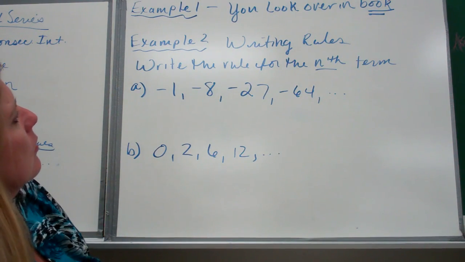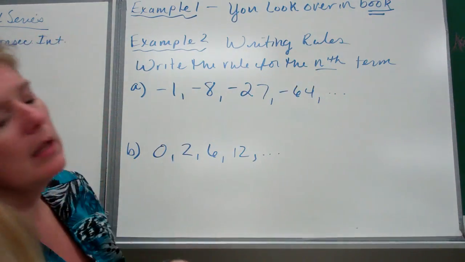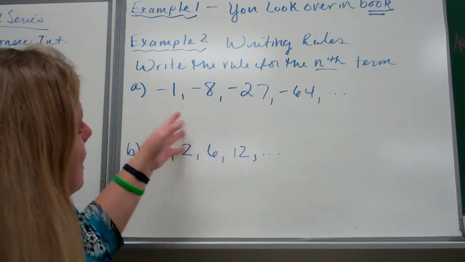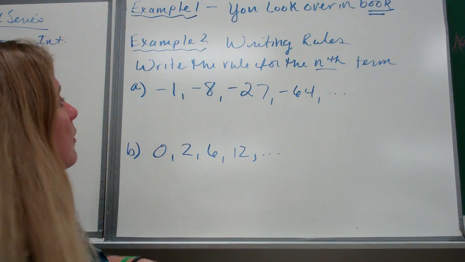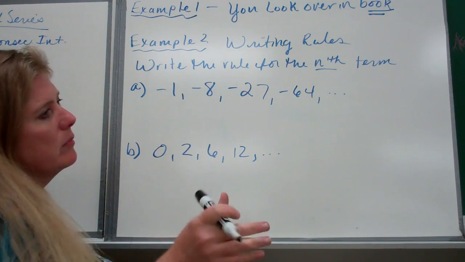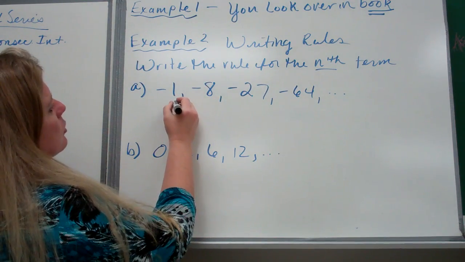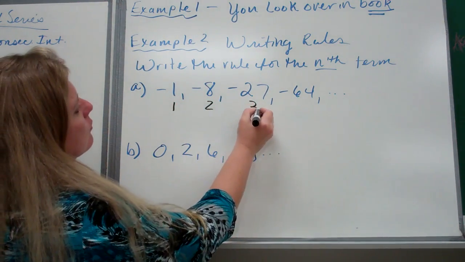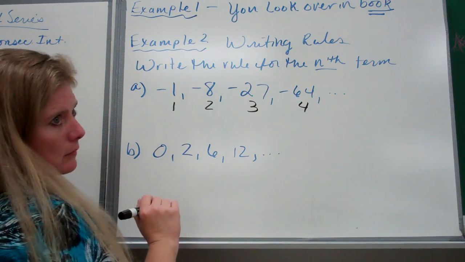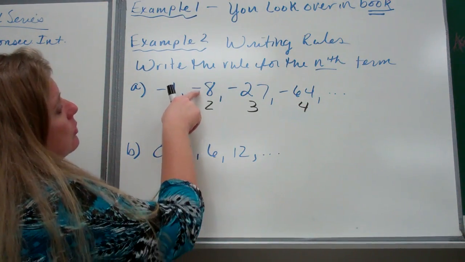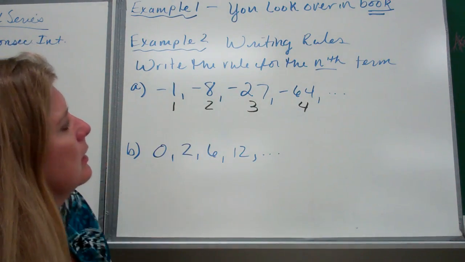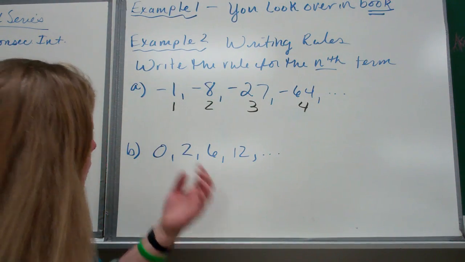Okay, so we're going to write the rule for the nth term. That means n is our term number. What is the nth term? What's the function rule? What you have to remember is I've got term 1, term 2, term 3, term 4. How do I relate 1 to -1? How do I relate 2 to -8, 3 to -27, and so on and so forth?